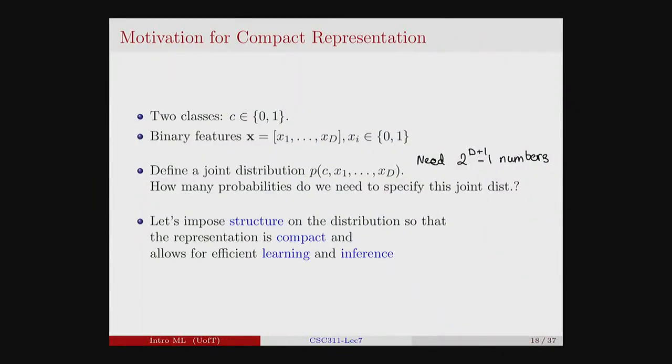Okay, so to figure out where these numbers come from, we need to come up with a representation for probability distributions over binary variables. How many variables do we have? Well, we have one variable for which class it is, and we have D variables, one for each of the features. So we have D plus 1 binary variables. The joint probability distribution over D plus 1 binary variables requires 2 raised to D plus 1, minus 1 numbers.